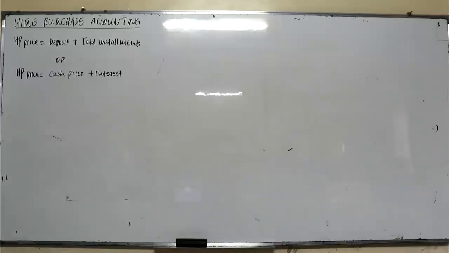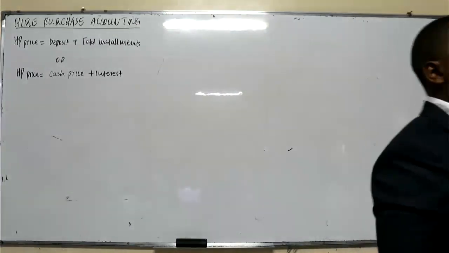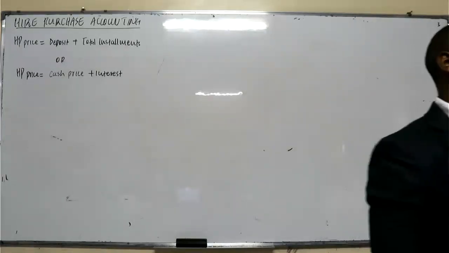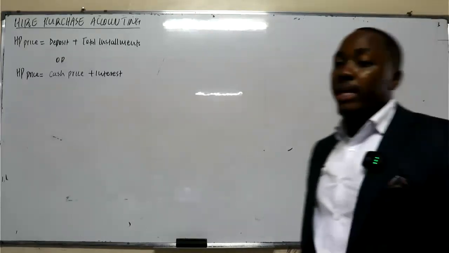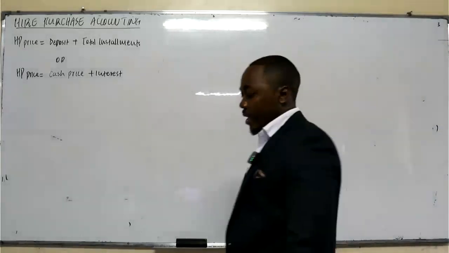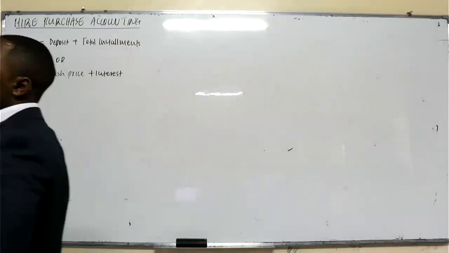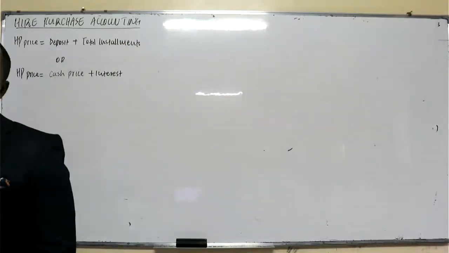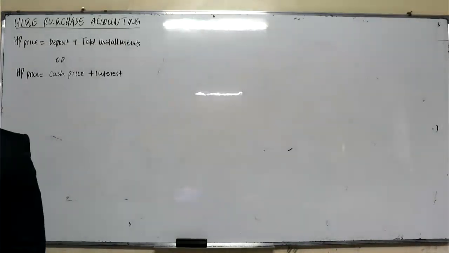For HP transaction, comma, the dealer stroke the seller earns two incomes; semicolon, A, normal gross profit. And number B, interest income.